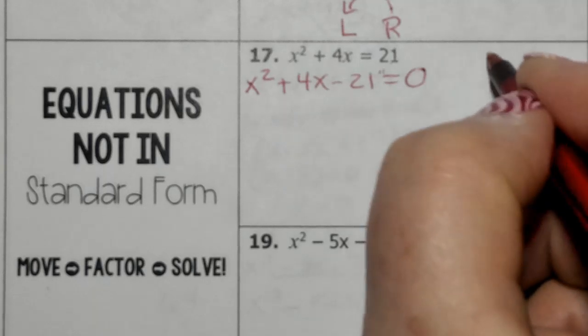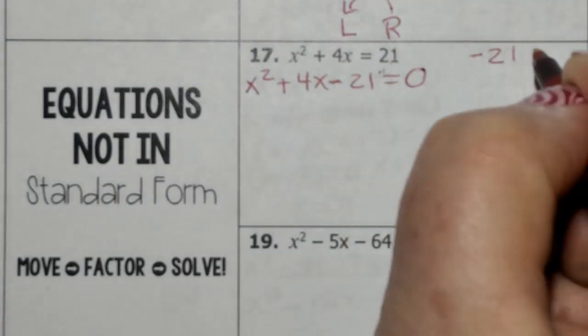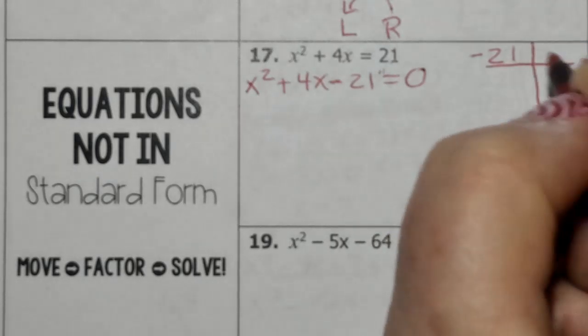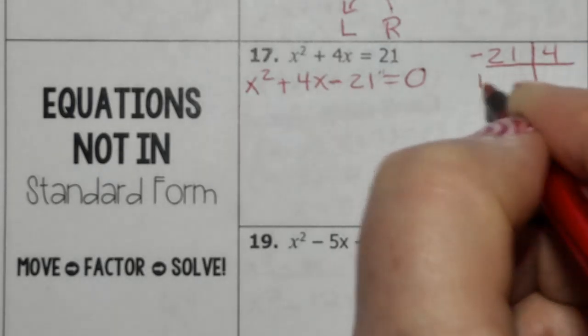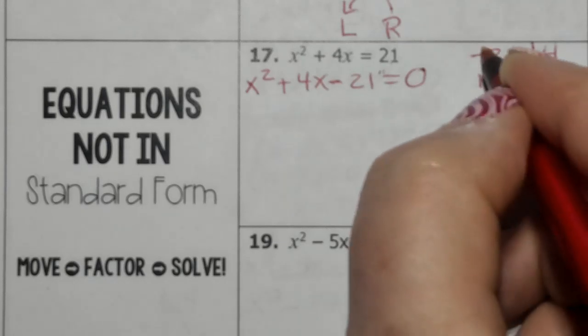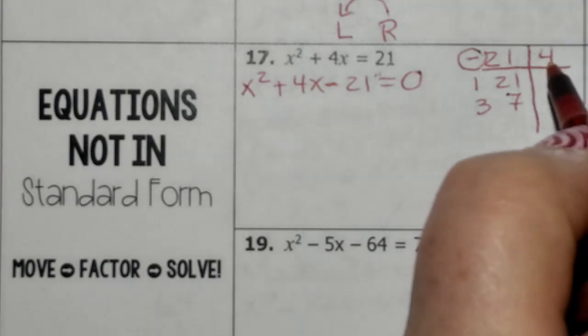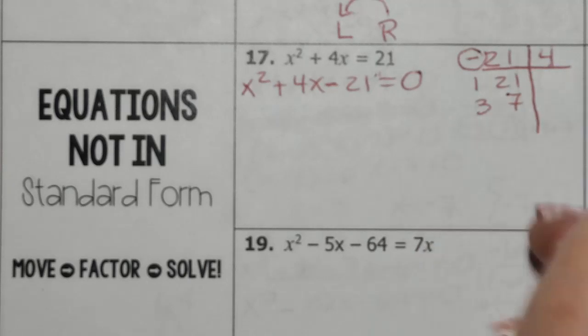Now let's factor. A is 1, so just look at your C term. Factors in negative 21 that add up to 4. 1 and 21, 3 and 7. This is negative. I forgot to mention that. So one of our terms will have to be negative. This is positive. So that means the larger number will be positive. There you go.